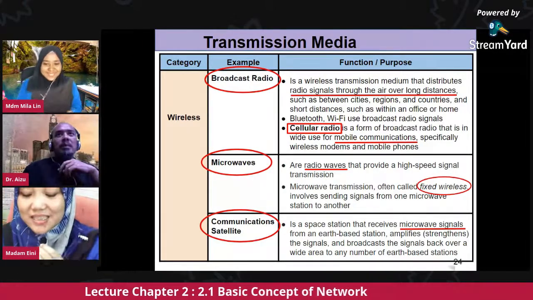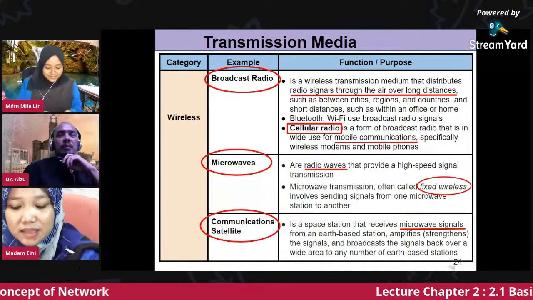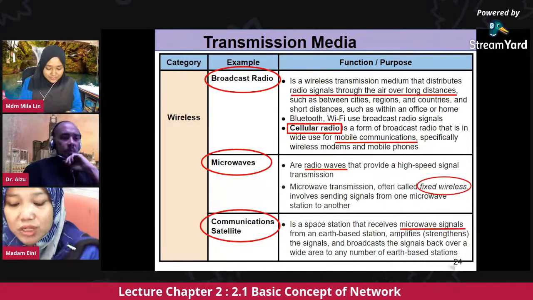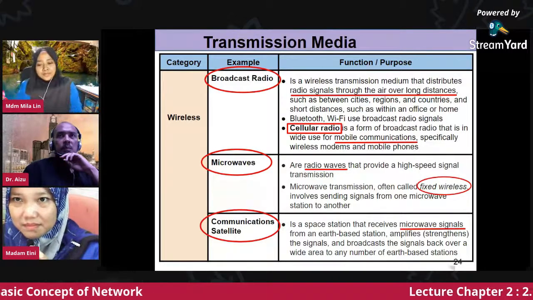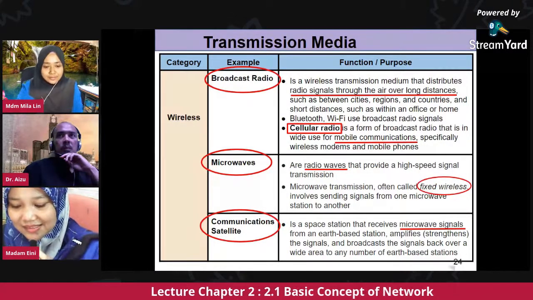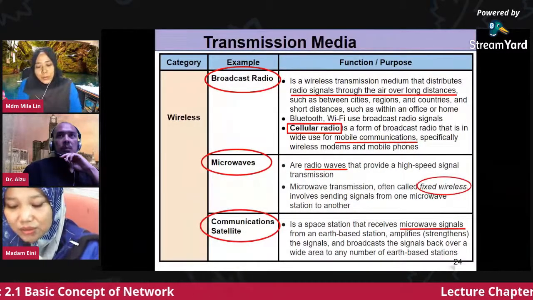Now I want to test you guys. What is the key point to differentiate between the examples of physical transmission media? I want to share with you some tips. Technology and communication devices used. So you need to identify the signal and what type of communication device is used to build the network.